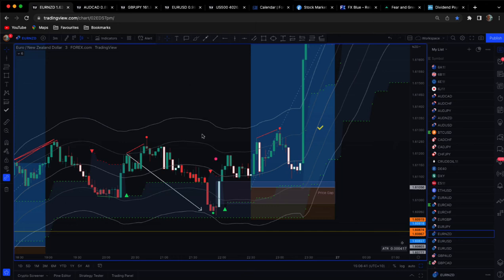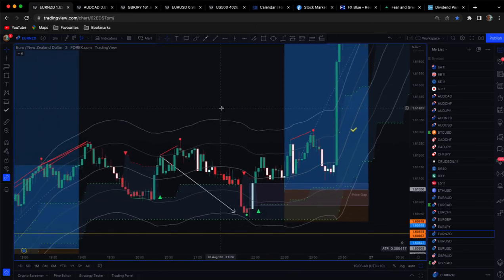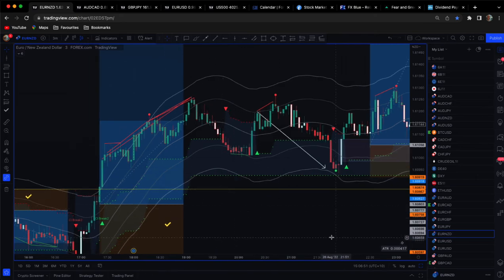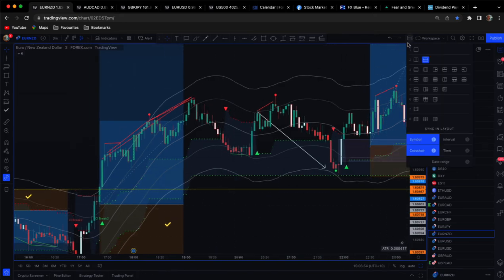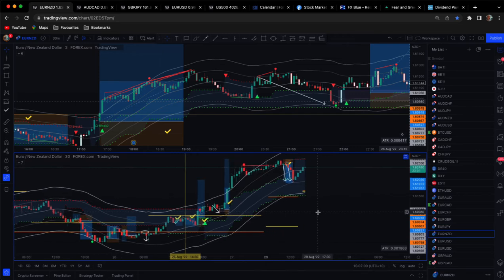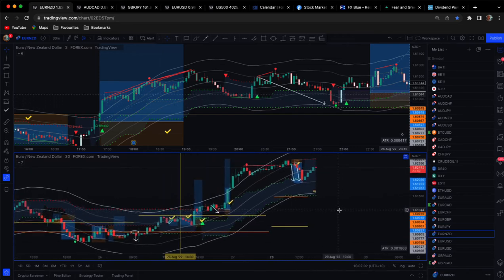Stop loss, we've got the dots. Under the dots, previous low, and that's it. I think you're going to find if you combine that with just looking at the trend on the 30, and you can include the 4 hour if you like, but this has been our strategy.